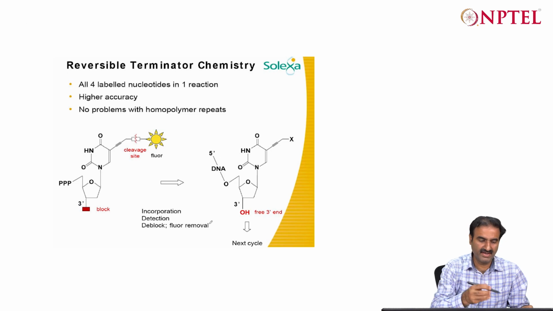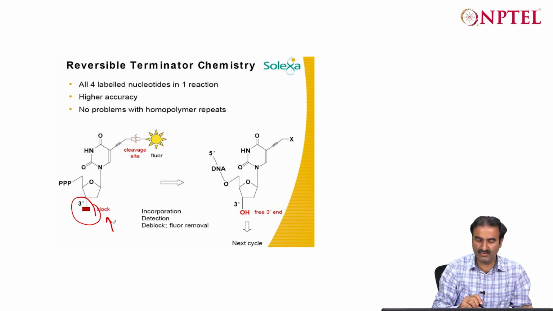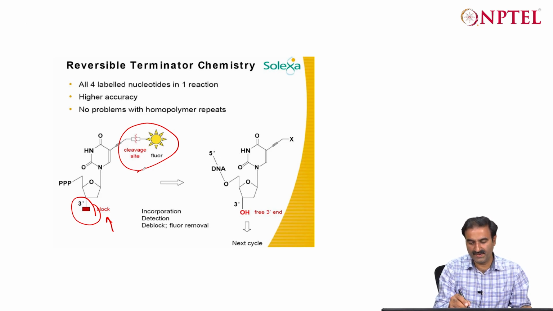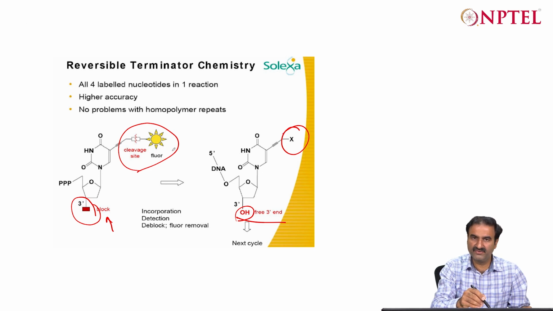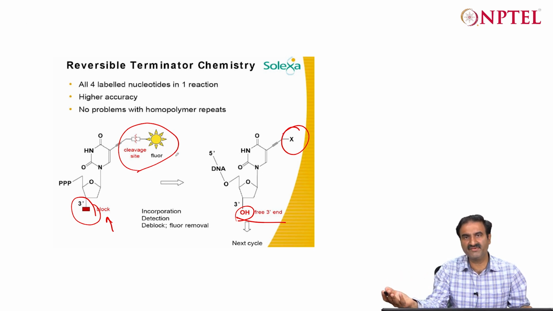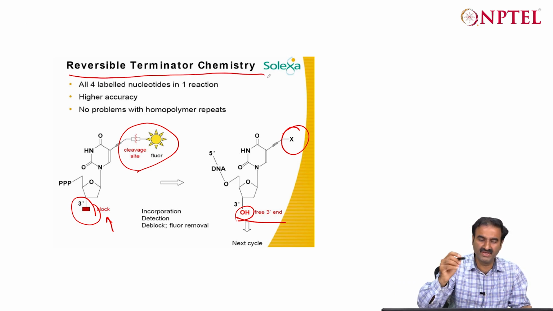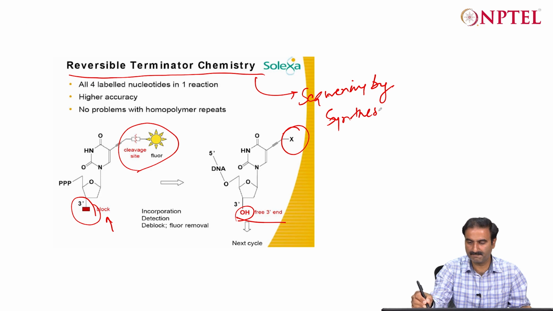Okay, so as I mentioned, it contains a blocker. The OH group is there, but it's a reversible blocker, a 3' OH group, and similarly there is a fluorophore attached at one corner. Both of these are removed, so that the OH group becomes free to accept the next nucleotide, and the blocker is also removed so that the fluorescent signal that was there initially does not interfere with the next cycle or the next nucleotide. And that is why this reversible terminator chemistry is very important, and it leads to sequencing by synthesis, right.